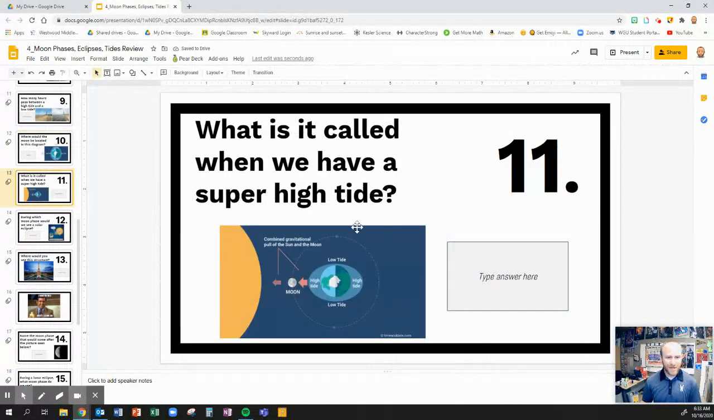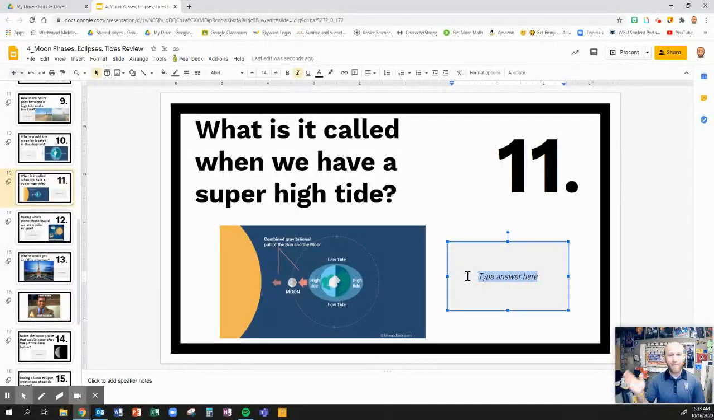All right, question 11. What is it called when we have a super high tide? So when the sun, Earth, and moon are in a straight line, as we see in our diagram here, we call that a spring tide. So the moon can be here, which is a new moon, or it can be all the way over here, which is a full moon. Those are spring tides.